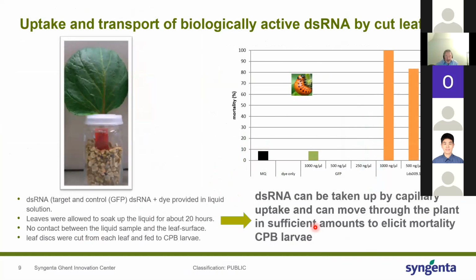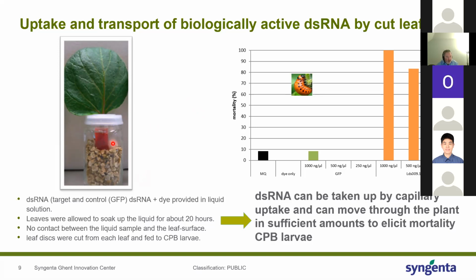Okay, but the question was, and this brings me back to actually the topic of my speech, can you get double-stranded RNA inside a plant, and is this double-stranded RNA still able to elicit a phenotypic response in the feeding insects? So for this, we used this kind of setup where you have a cut potato leaf that was put in a container containing double-stranded RNA and some dye.